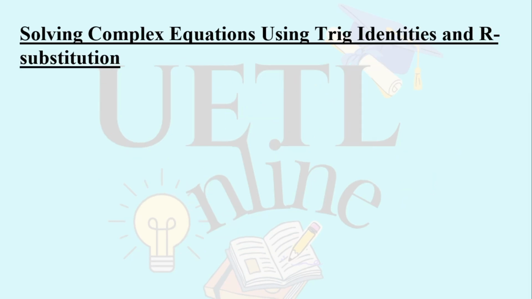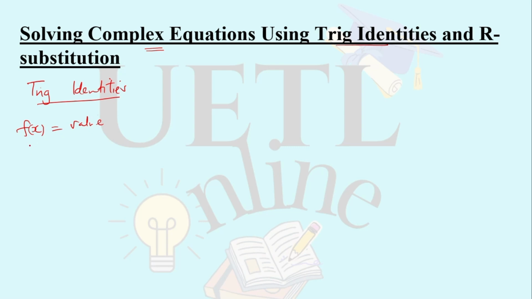Now let's take a look at how we solve complex equations. Complex trig equations: how do we solve them using trig identities and R-substitution? First, let's look at how we use trig identities. When you have trig identities, what you are trying to do is make sure your function becomes f of x equals a certain value.